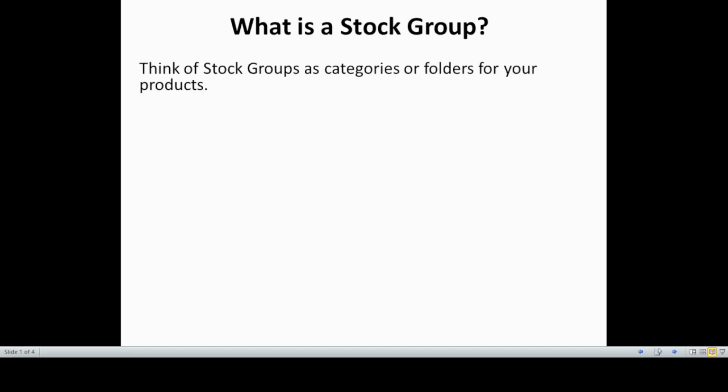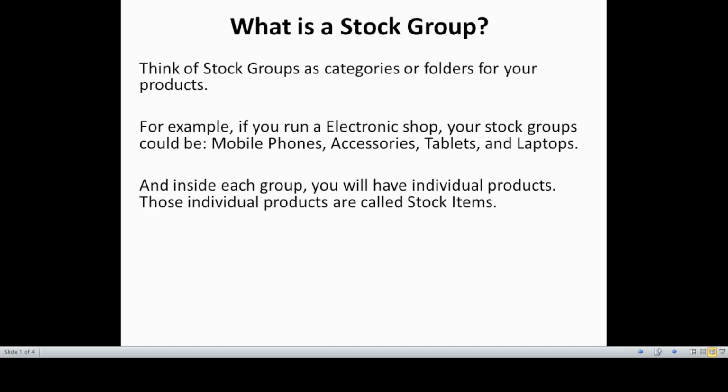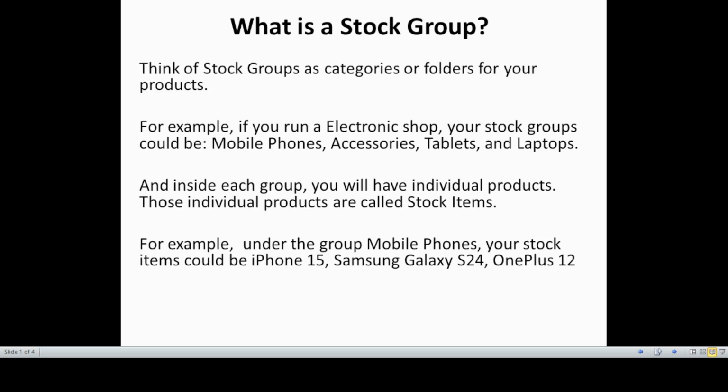Now let us understand what is a stock group. Think of a stock group as a category or a folder for your products. For example, if you run an electronic shop, your stock groups could be mobile phones, accessories, tablets and laptops. Inside each group you will have individual products. Those individual products are called stock items. For example, under the group mobile phones, your stock items could be iPhone, Samsung and OnePlus. You got it now?